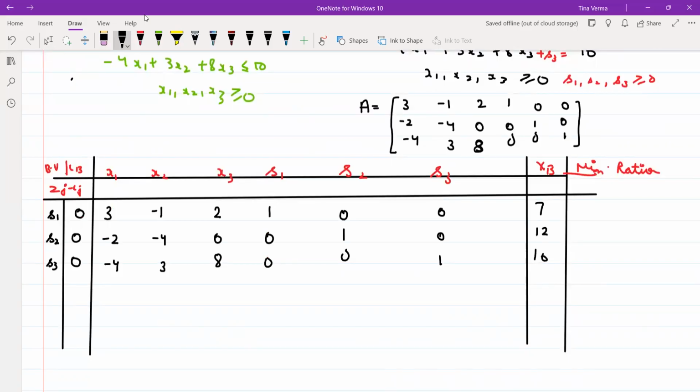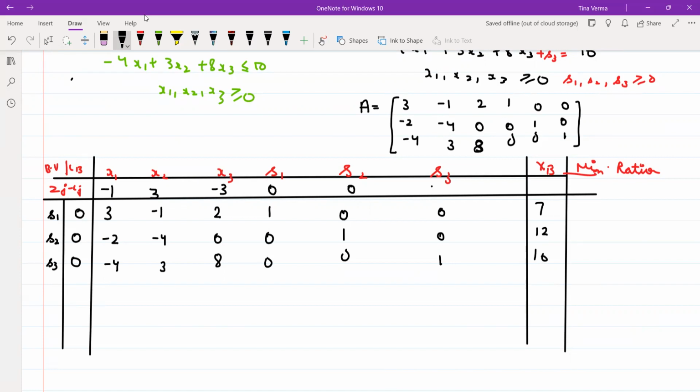For the first iteration, what is my zj minus cj? The coefficients in the objective function, I will revert the sign and write, right? So what is the coefficient of x1? 1. I will write minus 1. What is the coefficient of x2? Minus 3. I will write 3. Revert that sign, right? What is the coefficient of x3? 3. I will write minus 3.